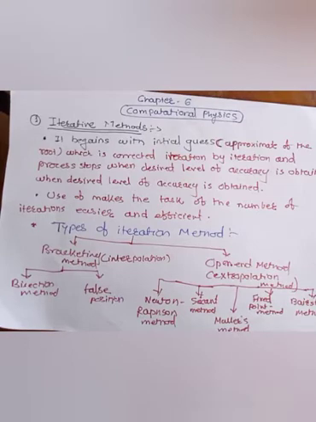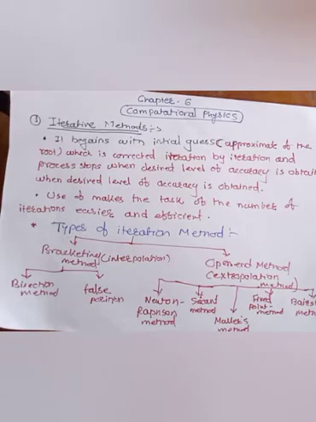It begins with the initial guesses. The method begins with the initial guesses. That means approximation of roots, which is corrected iteration by iteration, and the process stops when the desired level of accuracy is obtained. Get it? That means we have to follow step by step. We have to go step by step to obtain the accuracy of our result. To achieve this we are going to use the method known as iterative method. When the desired level of accuracy is obtained, then this method is stopped.